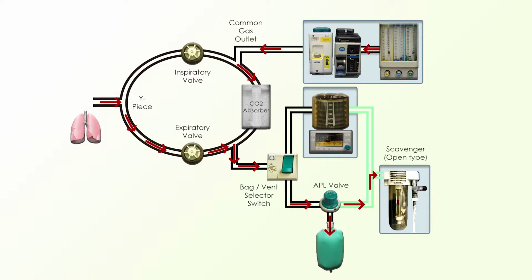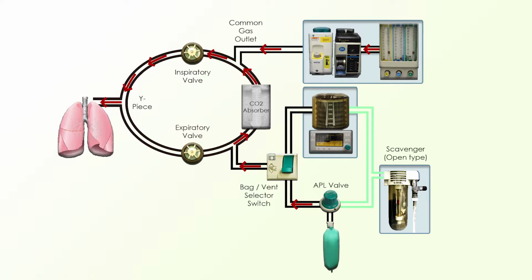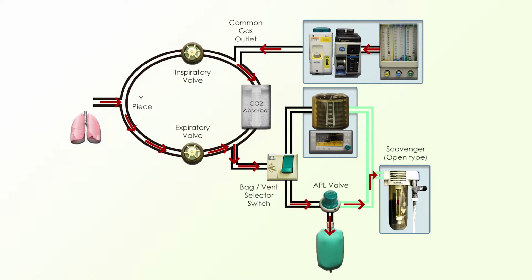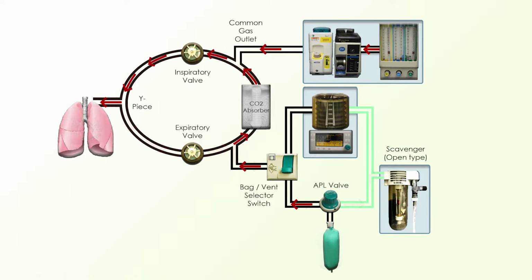The APL valve setting determines the amount of pressure that builds up in the reservoir bag, circuit, and patient's lungs before excess gas is vented out of the circuit through the APL valve and into the scavenging system. With the APL valve open, the patient can breathe spontaneously. It can be partially closed and the reservoir bag squeezed in order to provide manual positive pressure ventilation.